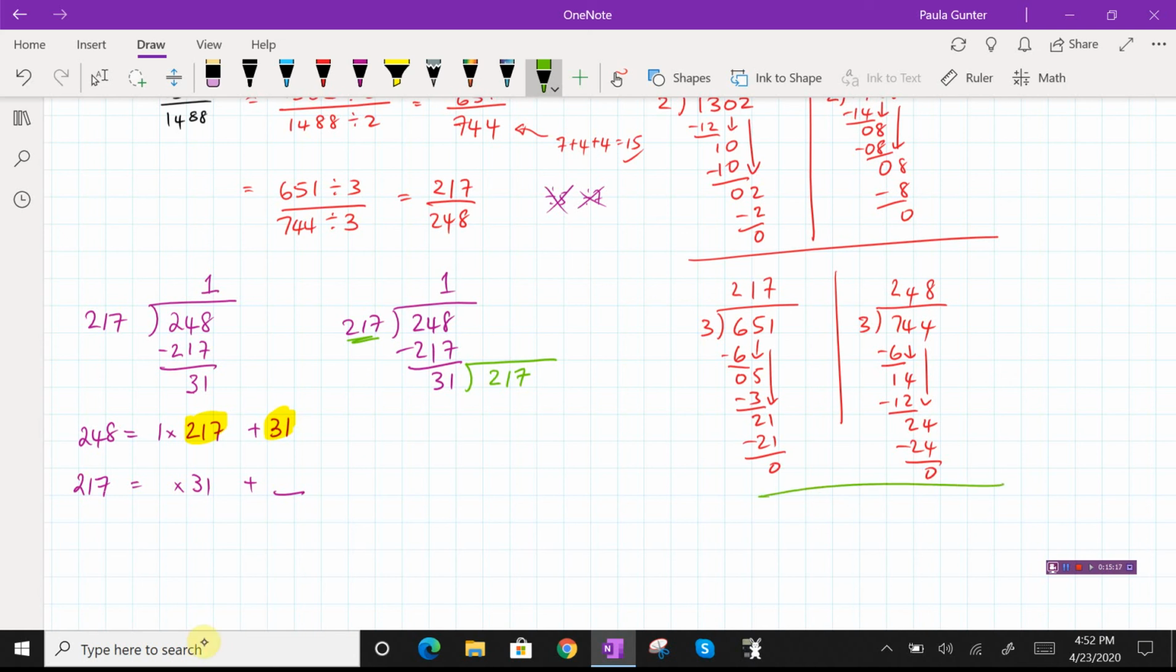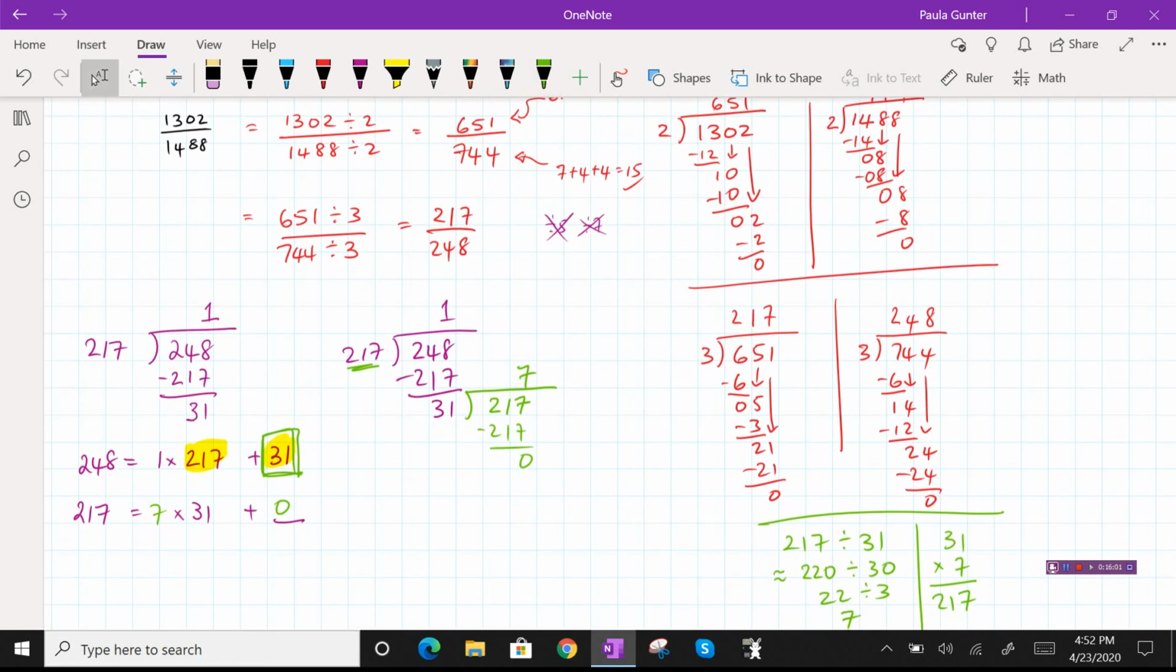Well, we would have 217 divided by 31. This is rounding it, approximately 220 divided by 30. 22 divided by 3 would give me 7. So I'm going to try 7. Let's carry out the product. 31 times 7, 7 3s is 21. I would get 0. So it would then say that 31, previous remainder, is what you're going to divide each part by. So looking back at our fraction, 1,302, let me write it down here and then come back.